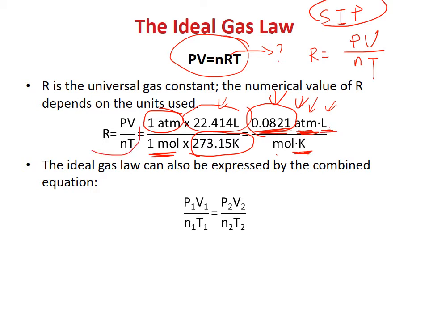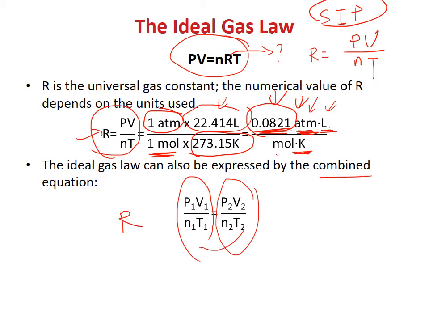Now since R equals PV divided by nT, and R is a constant, at condition 1 we have P1 V1 divided by n1 T1. At a different condition, we have P2 V2 divided by n2 T2. But both are R, and therefore they are always equal. And this is called the combined equation.